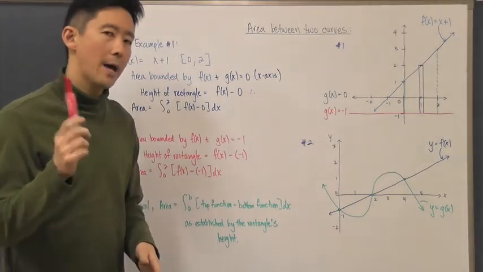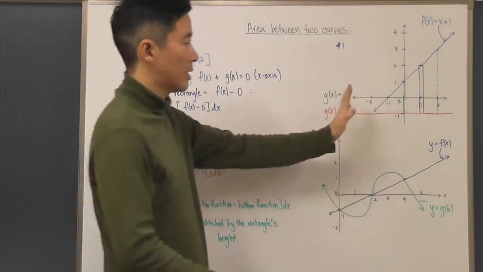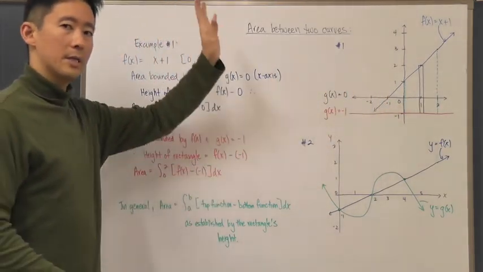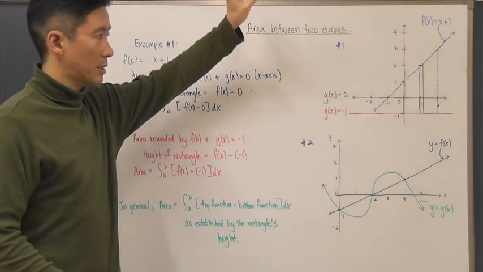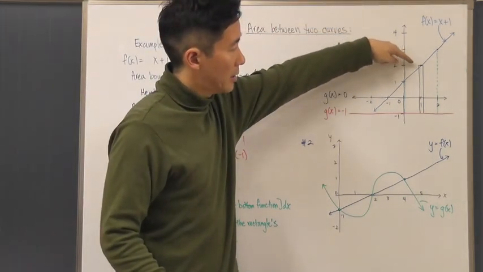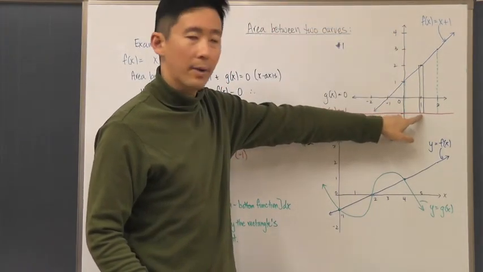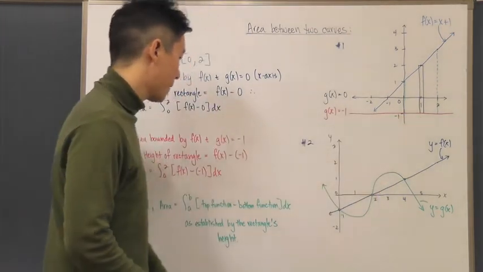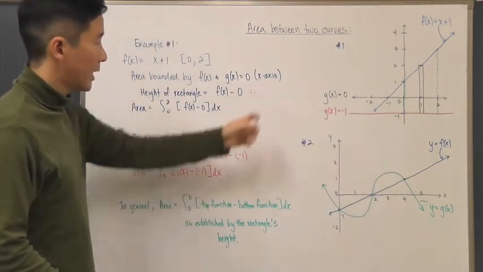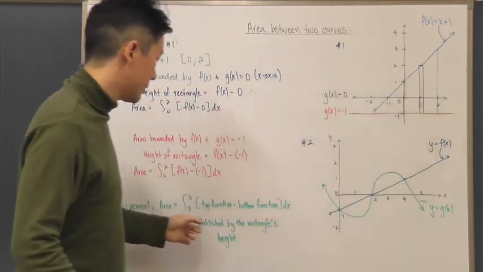So it's going to be absolutely essential that we get a graph of this, so that we can see exactly which function is going to be the top part of the rectangle and which one is going to be the bottom part of the rectangle. And then we can find out what that is by using our rules.